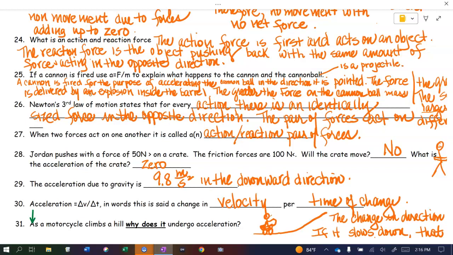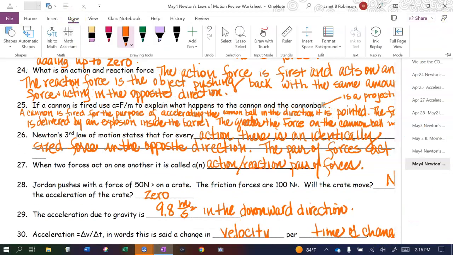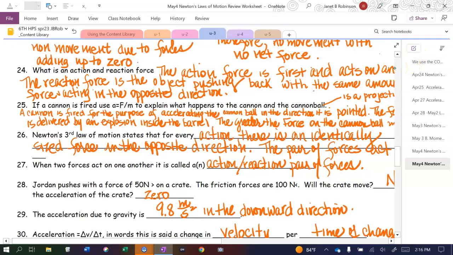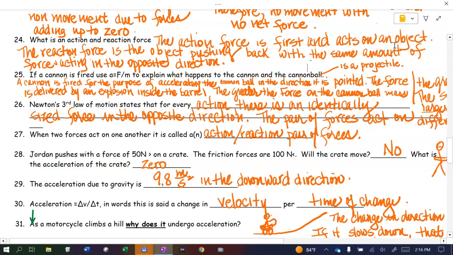All right. What I might do, let me just change colors so that we can see some difference when I add something to this. Okay. All right, so a cannonball is a projectile. So we know that it's going to go up and then it's going to fall down. All right.